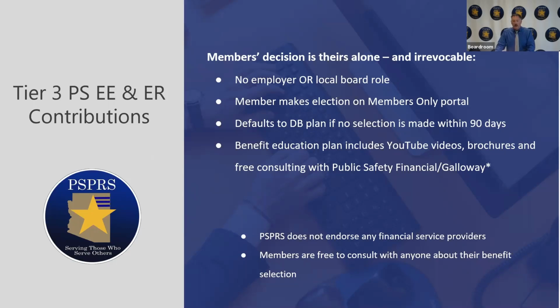There's no employer or local board involvement in making this decision. It's solely on the member. The member is going to make that declaration on the employer portal. They would elect which choice they're choosing, again, for the remainder of their career in public safety. In the event the member fails to make an election, there's an automatic default into the defined benefit plan.